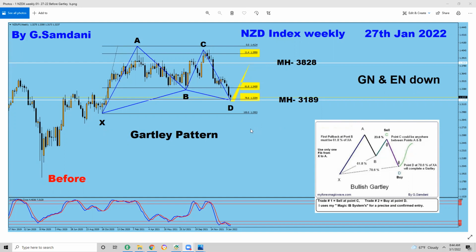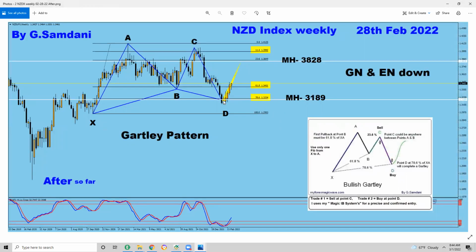So that's the chart I made, and I gave it to my subscribers, and I posted wherever I was supposed to post. And what happened to this chart so far as of yesterday was this. We started going up, 1, 2, 3, 4, 5 weeks in a row. It kept going up, and the effect of that was supposed to be this: GN and EN down. So if they are going down, then I'm supposed to take short trades, right?